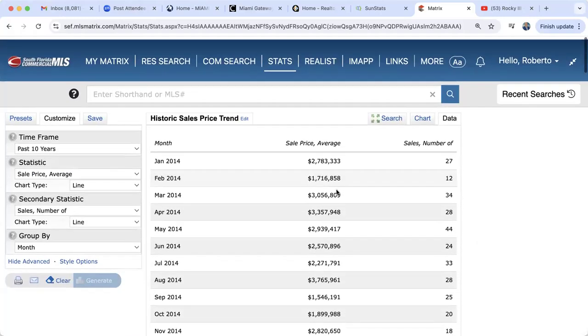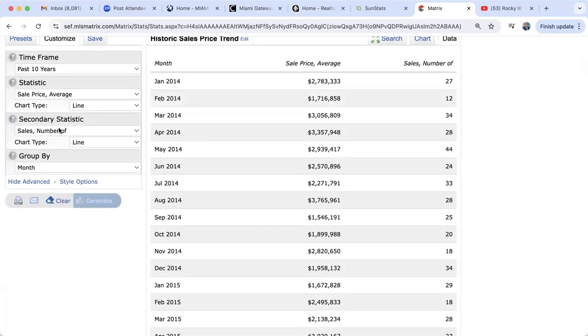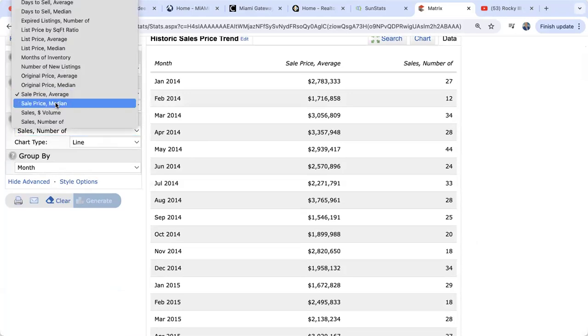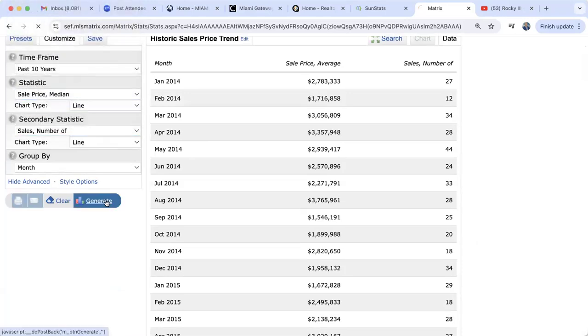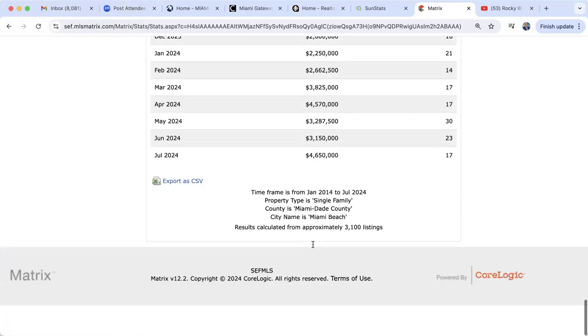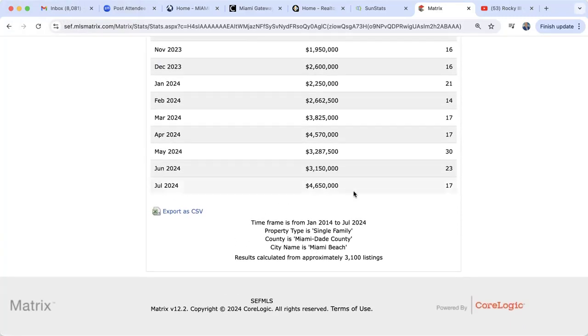You want to know the true numbers? You're going to do median sales price. All right, so we're going to switch it over to median. Remember 7.1, okay? Now let's take a look at the median. The median's actually a different story, 4.6. It's still high, but it's not 7.1. All right.